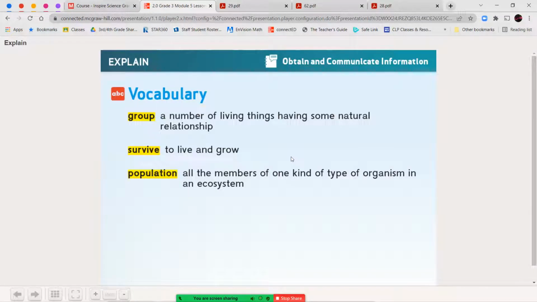A group is a number of living things that have some natural relationship. They're together for a reason. Either they hunt together, or they live together, or they're a family, and so on. To survive means to live and grow, and a population is all the members of one type of organism in an ecosystem. So if you're looking at a swamp ecosystem, for example, maybe you're looking at the population of dragonflies that live there. So you're counting how many of them live in that space.